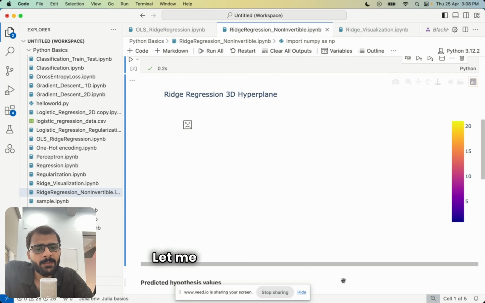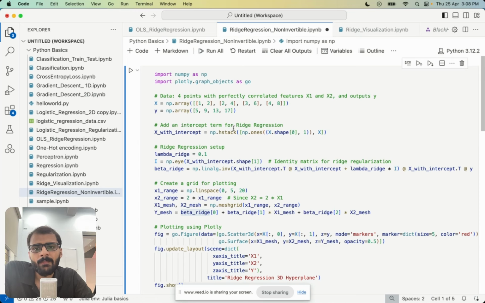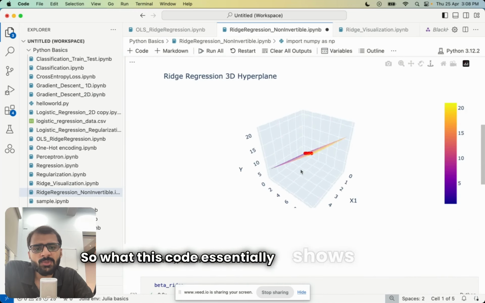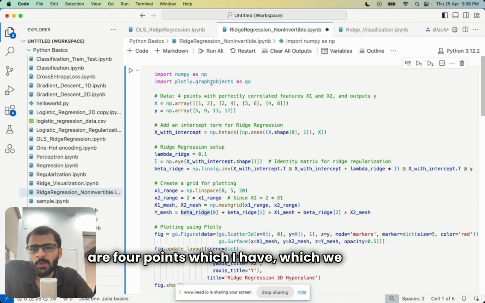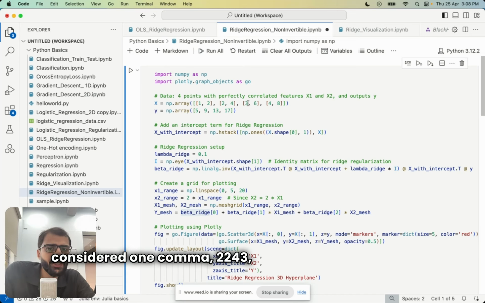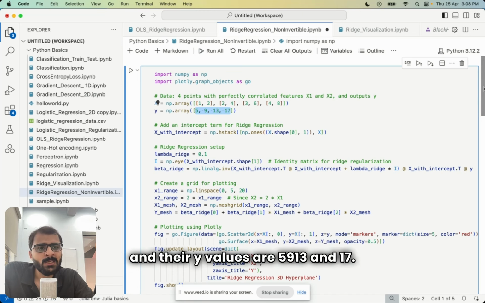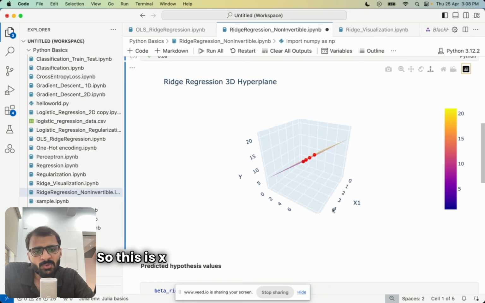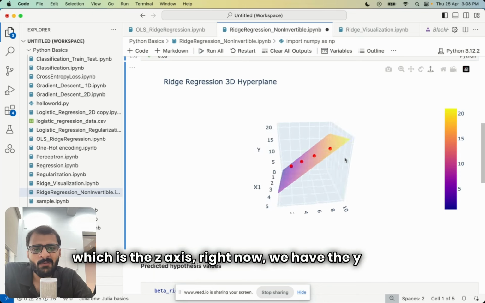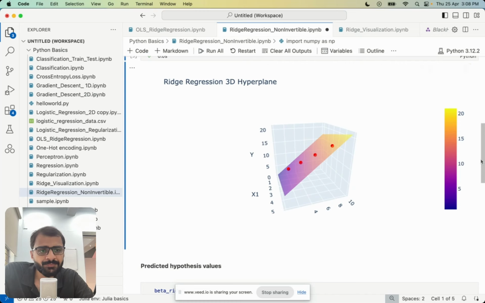Let me run this code again. So what this code essentially shows is that there are four points which I have, which we already considered: 1,2, 2,4, 3,6 and 4,8. And their y values are 5, 9, 13 and 17. So if you are to plot these four points in a 3D space, they will look like this. So this is x1, x2, and on the y, which is the z axis right now, we have the y values. So these are the four circular dots shown by the four red points.